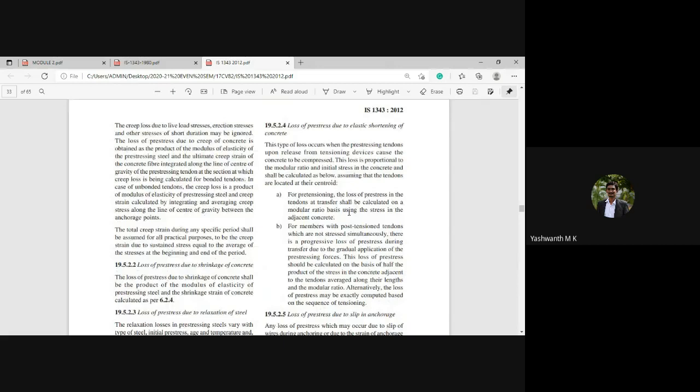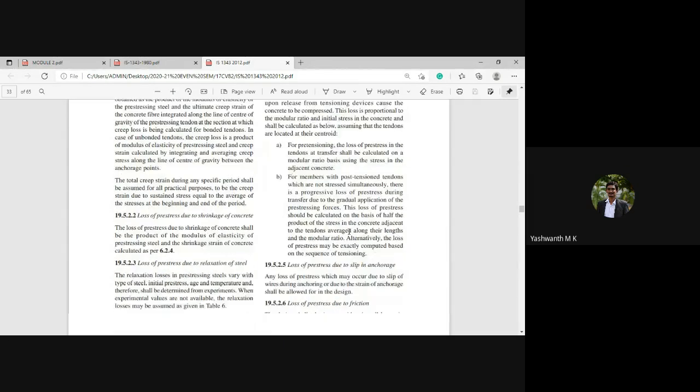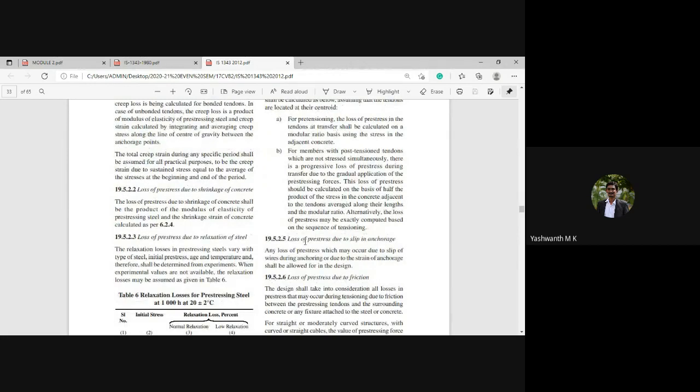So instead of giving a direct formula, they have been specified like this. Coming to the next, shrinkage. Loss of pre-stress, that is clause 19.5.2.2: loss of pre-stress due to shrinkage of concrete. Loss of pre-stress due to shrinkage of concrete shall be the product of modulus of elasticity of steel and the shrinkage strain of concrete calculated as per 6.2.4.